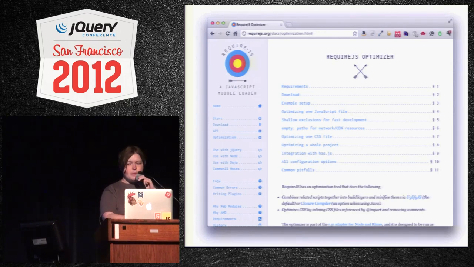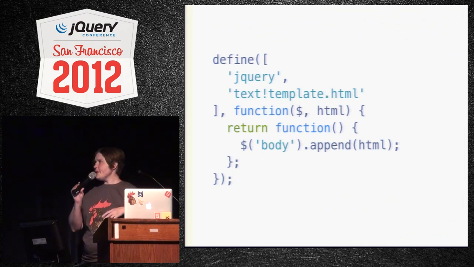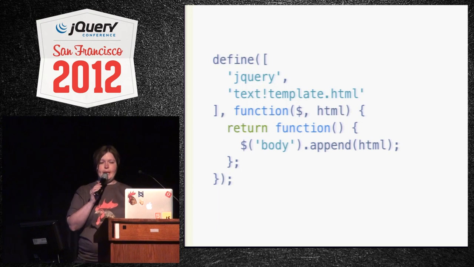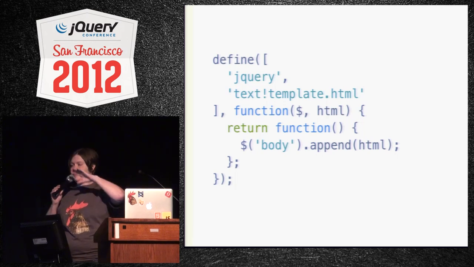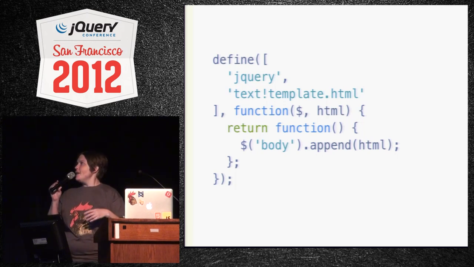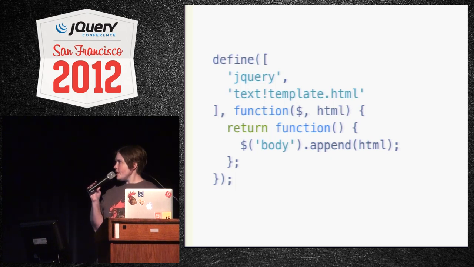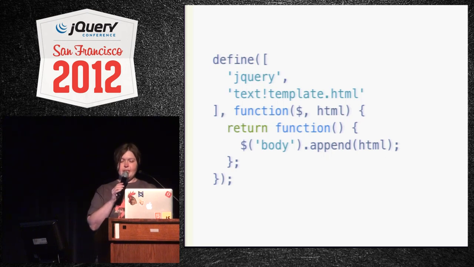I just wanted to talk about it for a minute because I don't think anyone else is talking about it at this conference, and it's something I think is really valuable. Require.js lets you write little modules like this. This says, I need jQuery, I need this text template HTML, and I'm going to return a function. I'm defining a module, and my module's definition is this function that gets returned, which places that HTML in the body. Not a very exciting thing.